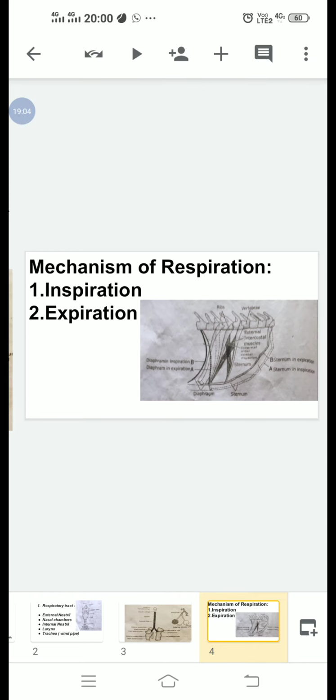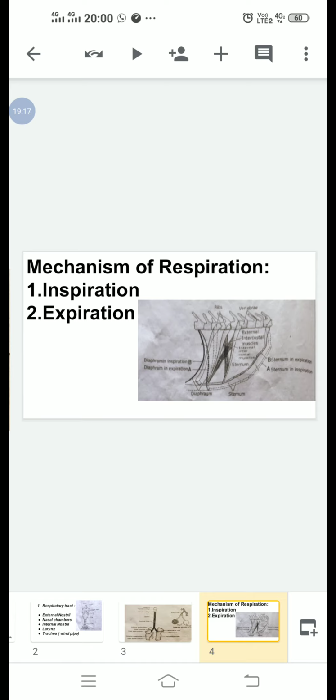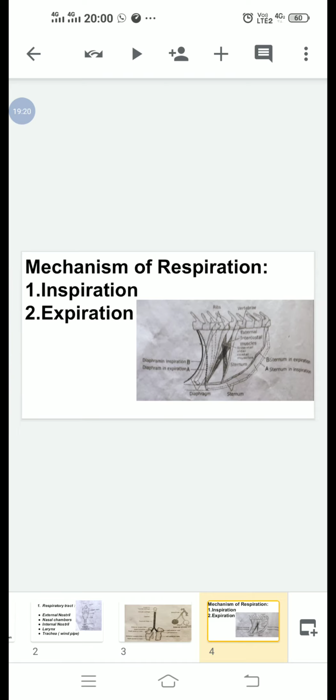First, inspiration. It is an active process. Inspiration is a stage of respiration where atmospheric air is brought into the lungs. Inspiration takes place by the contraction of the muscles of the diaphragm and the intercostal muscles.